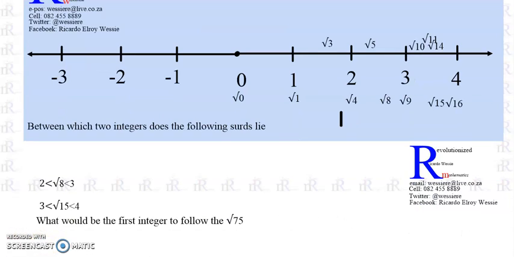Another question that they may ask you, what would be the first integer to follow the square root of 75? So here I must be very familiar with my square roots, and if I do not know my values of my square roots at this point in time, I will find it extremely difficult to answer these types of questions. So if I take my square numbers, 8 squared is 64, 9 squared is 81. So between 8 and 9, I will find the square root of 75. Trust that that serves you well. You can do that for other numbers as well.